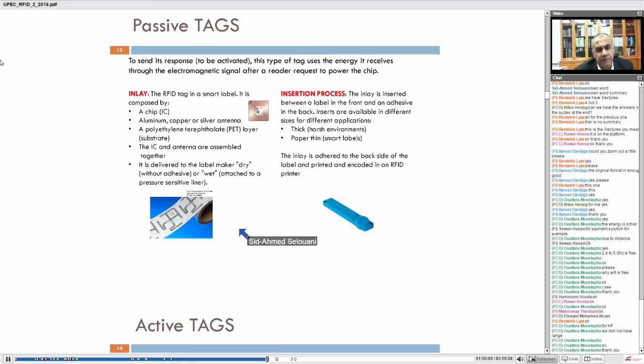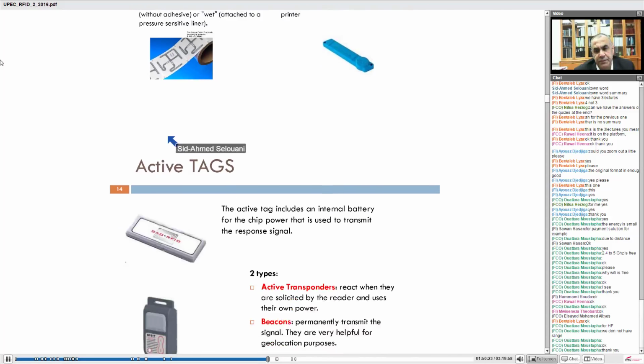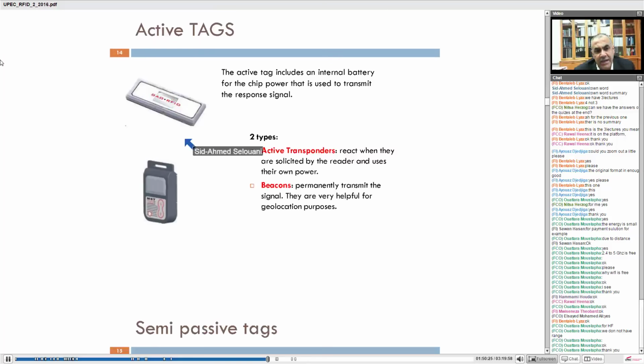The inserts are available in different sizes for different applications. It could be thick, like this, in plastic, or in paper. This is the inlay, and the insert is the paper. Inlay, insert in plastic, insert in paper.